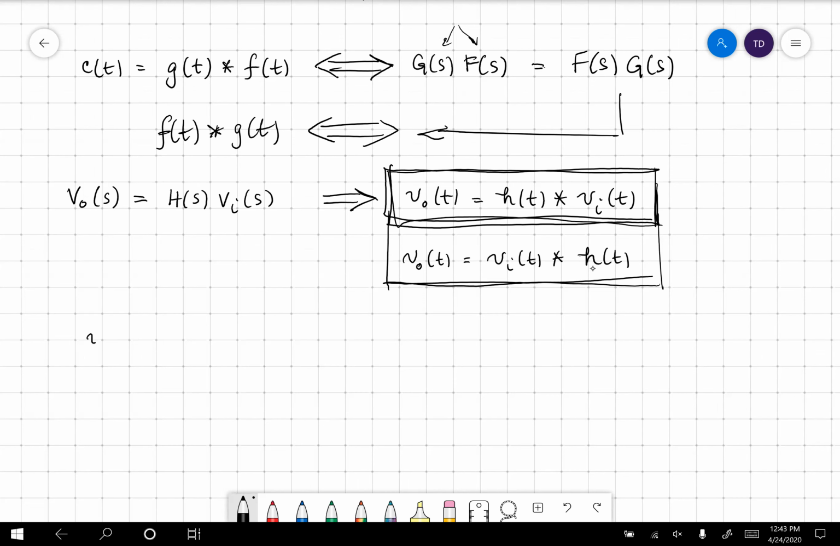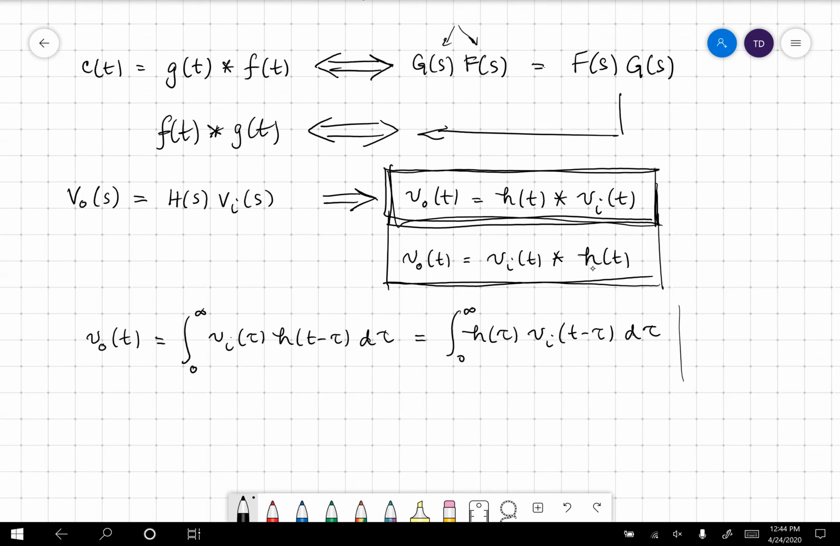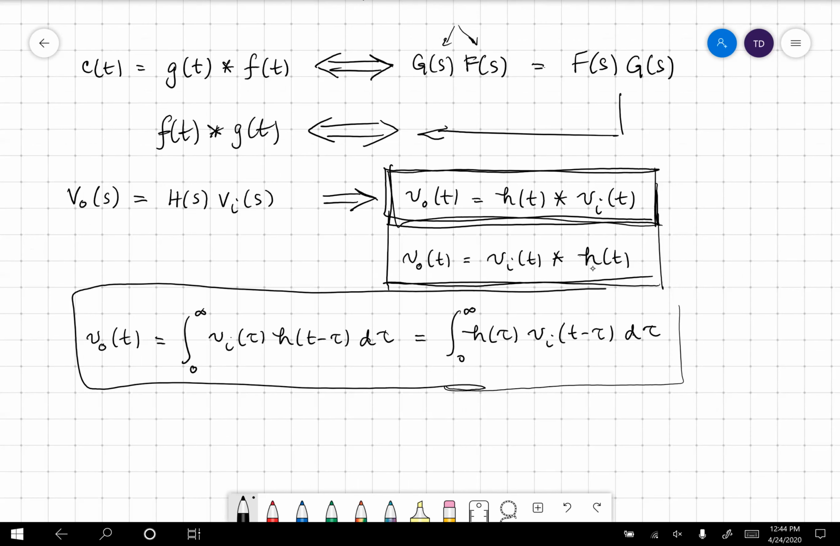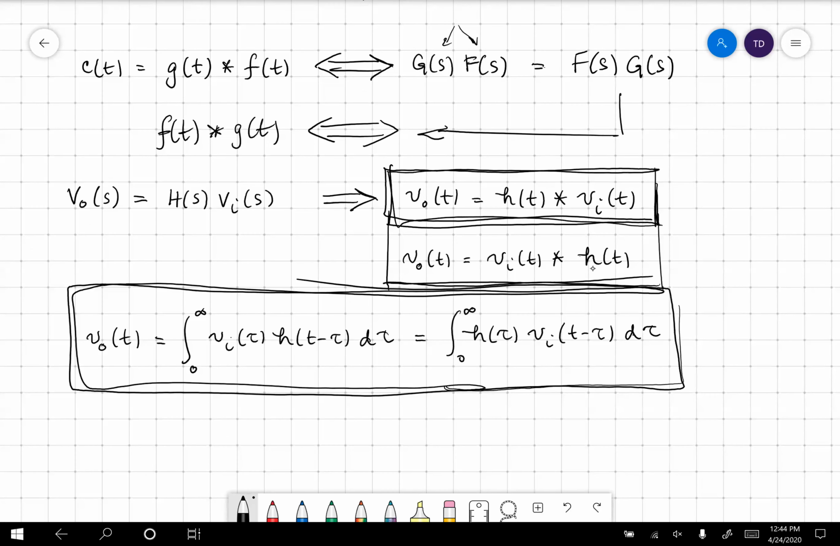So what does that mean mathematically? vo of t is equal to the integral from 0 to infinity of, and then you take your pick which one you want, so I'll start with vi of tau, h of t minus tau, d tau, which is also equal to the integral 0 to infinity of h of tau, vi of t minus tau, d tau. And you can do a mathematical manipulation on either this integral or the first integral, and you can prove that both integrals are equal to each other. It's a simple mathematical manipulation.